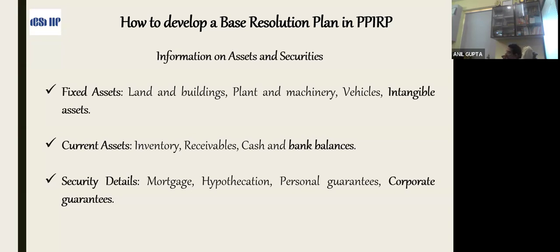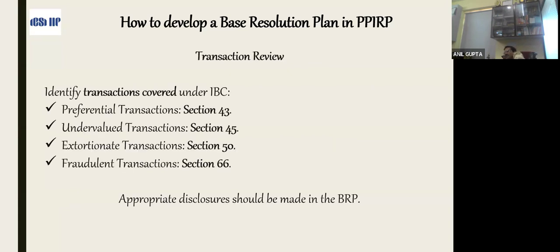To prepare the base resolution plan, this information is required. Otherwise, it is very difficult to prepare the base resolution plan. And a transaction review also. Because for a PPIRP also, preferential transactions should not be there. It has to give the affidavit or confirmation by the corporate debtor. So identify the transactions covered under IBC, whether preferential, undervalued, extortionate or fraudulent transactions.